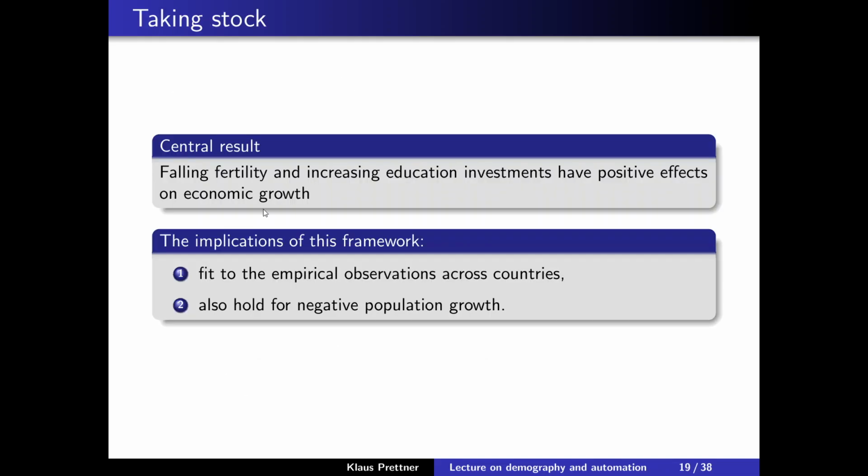So we can again take stock. Falling fertility and increasing education investments have positive effects on economic growth, and both of that fits to empirical observations across countries. So that years of schooling tend to be positively correlated with economic growth, and high fertility tends to be negatively correlated with economic growth. And as a small side benefit, the model can also be shown to hold for negative population growth, which the original Jones model is not designed for.